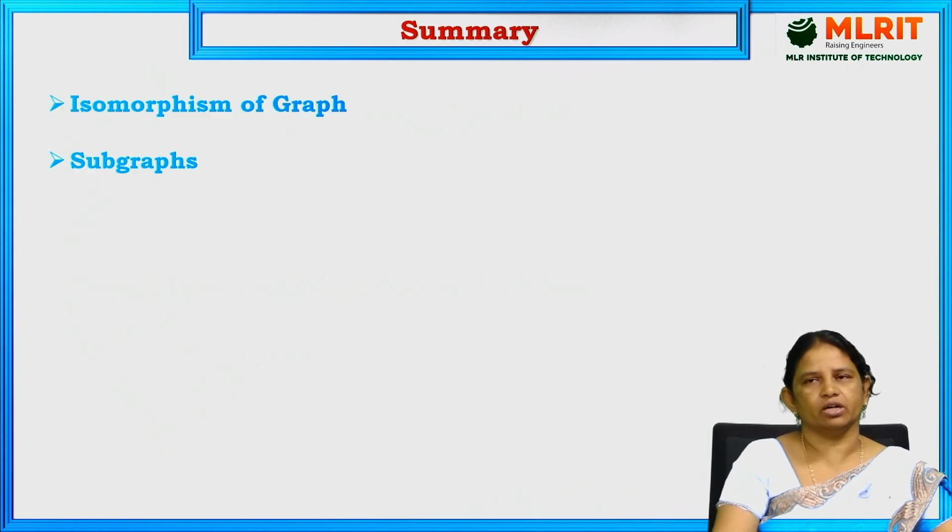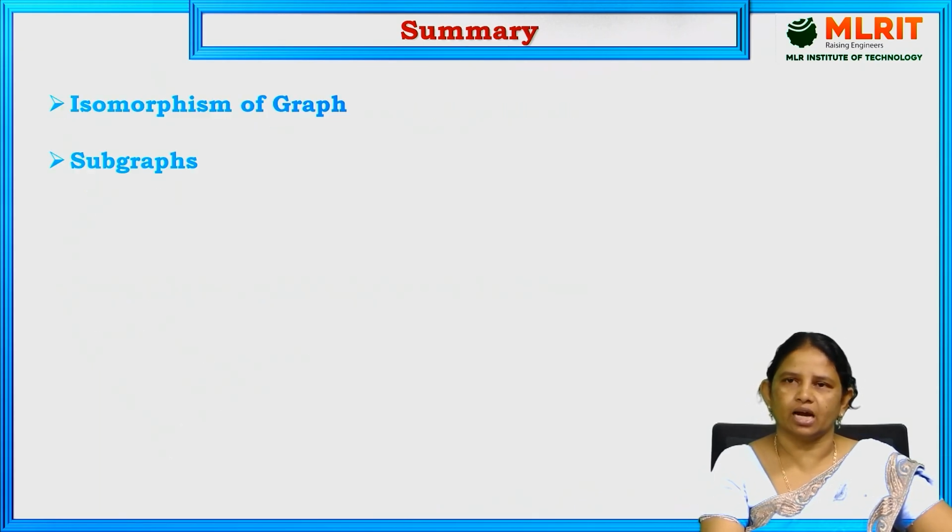So what we have discussed up to now: what is meant by isomorphic, what examples we have to take for understanding isomorphic, and we also discussed what the definition of subgraph is.